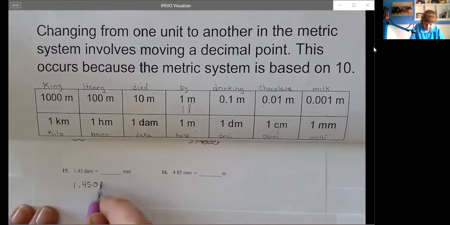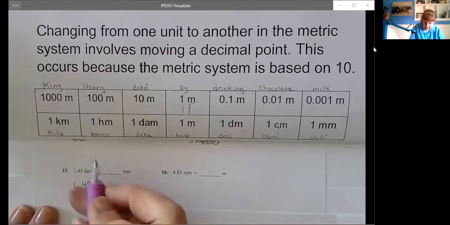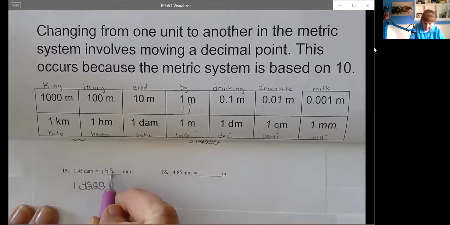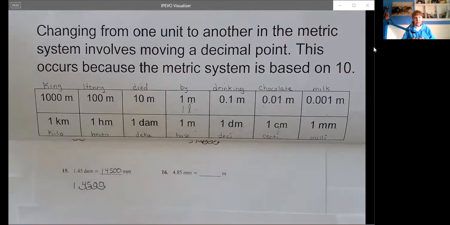So here, 1, 2, 3, 4. We should expect a higher number because millimeters are smaller than decameters. So we're going to need more of them to create the same distance. And there's your answer. Okay. All right, so I kind of hope that's clear.